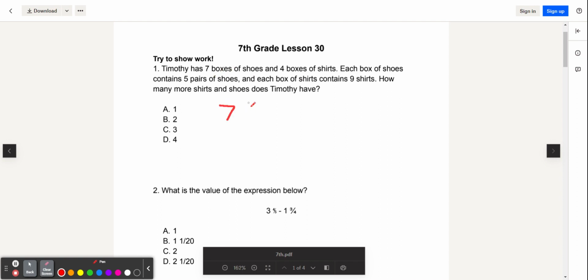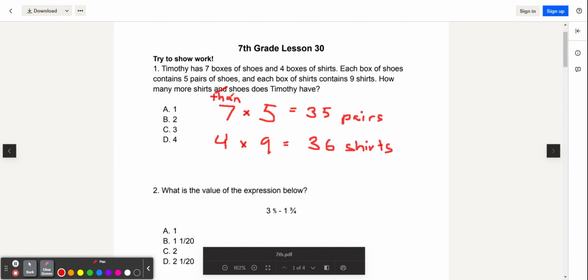For shoes, we have 7 boxes times 5 pairs per box, which gives us 35 pairs. Then we have 4 boxes of shirts. 9 shirts per box is 36 shirts. Looking at the numbers, I believe this is supposed to be more shirts than shoes, which means that we have obviously more shirts. So we will keep this as pairs, even if they weren't very clear with it. We have 1 more shirt than pairs of shoes, which is A.